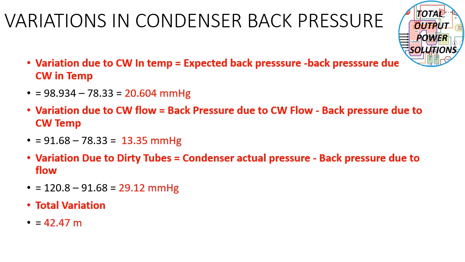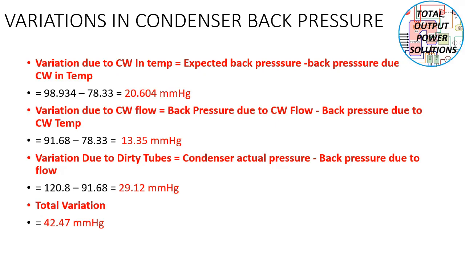And the variation due to dirty tubes will be equal to the condenser actual pressure minus the back pressure due to flow. That variation comes out to be 29.12 millimeters of Hg. So the total variation would come out to be around 42.47 millimeters of Hg.